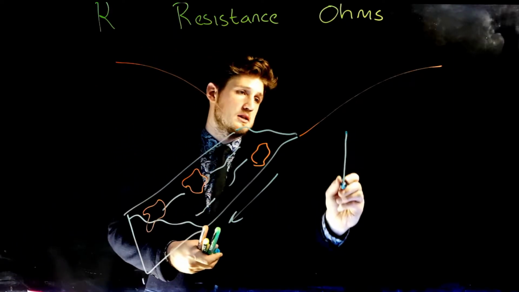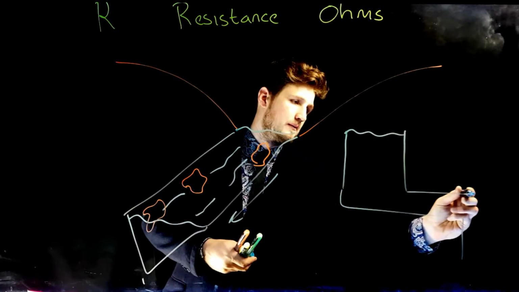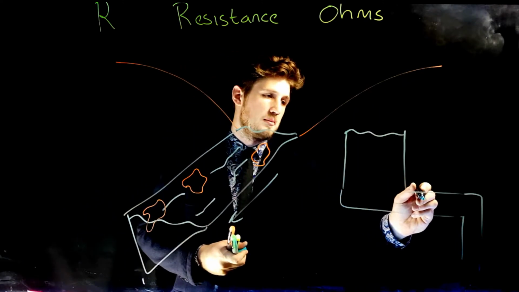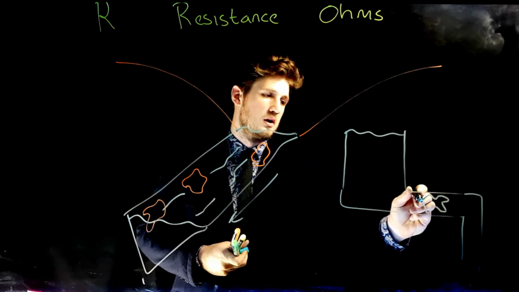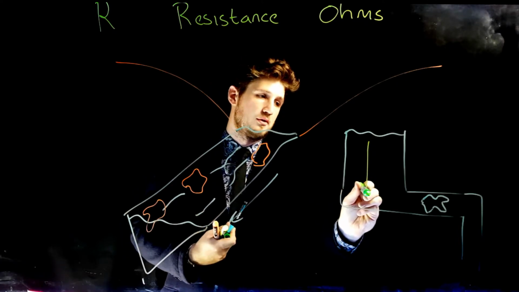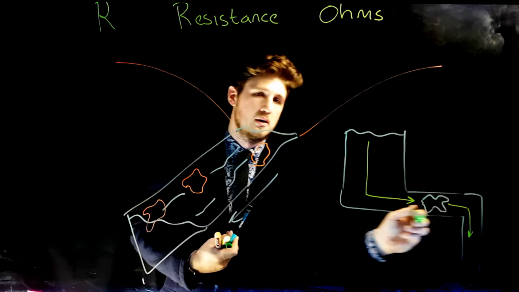Likewise, in our second example of our tank of water with a pipe, if I was to put a stone into our pipe that would partially block the flow of water, that would be offering resistance to that flow of water.